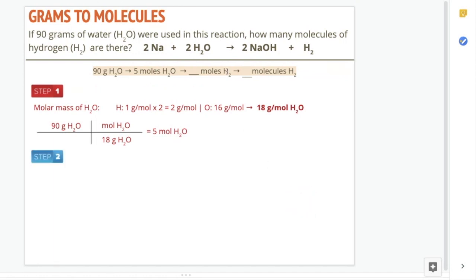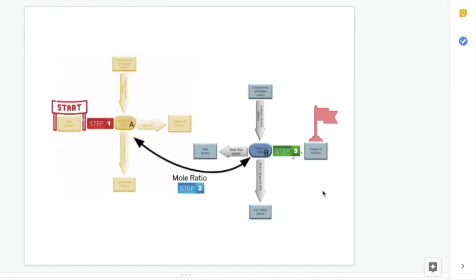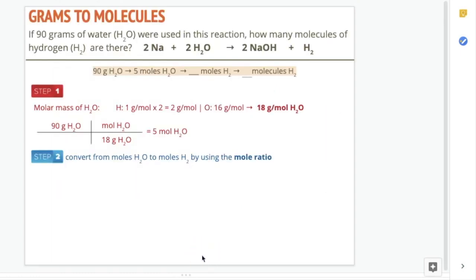We need to go from moles to moles. So let's look at our summary chart. It says to use the mole ratio here. So let's use it. I need the ratio between water and hydrogen. So let's look at our coefficients here. I see a 2 in front of the water and I see a 1 in front of the hydrogen, which gives me a ratio of 2 to 1.